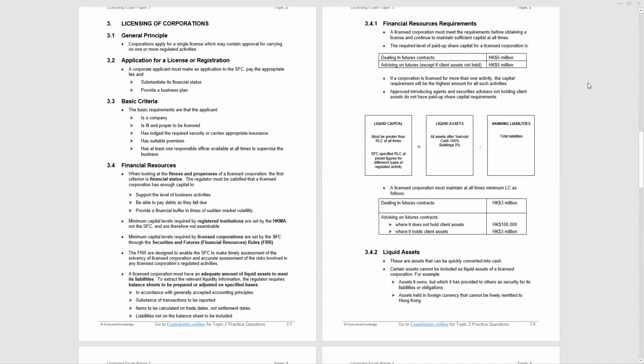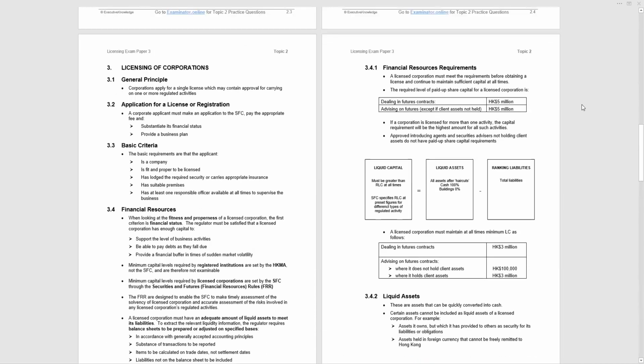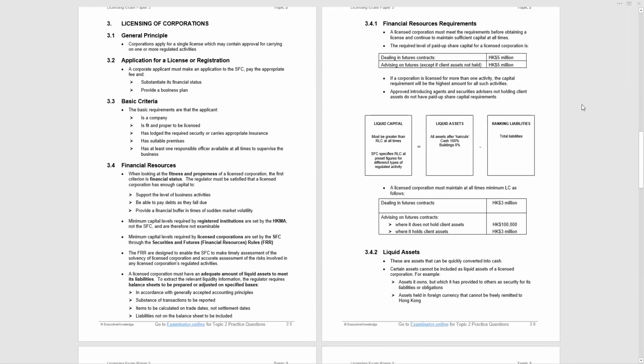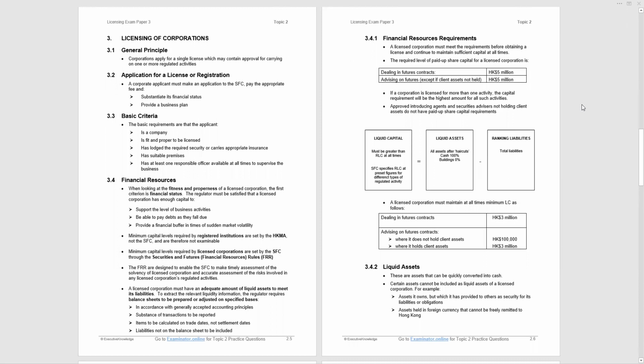Moving on to the licensing of corporations. We'll be looking at the licensing of corporations and the licensing of individuals. Now, with the license of corporation, the general principle is that corporations have to apply for a single license, and that will cover them for one or more regulated activities. Usually people do it through lawyers; law firms will help. They have to be able to show they have enough financial resources, and provide a business plan.